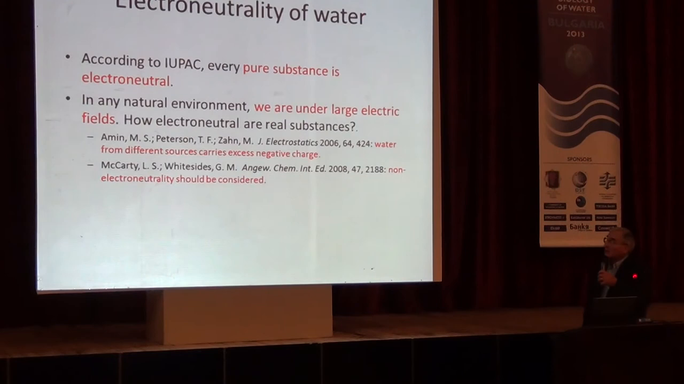Since IUPAC states that every pure substance is electron neutral, many persons tend to believe that water should be electron neutral provided it is pure. But I recall we are in a natural environment, always under large electric fields. And it has been shown, for instance, by Amin and colleagues, a group from MIT, that water collected from very different sources always carries excess negative charge. They did not discuss the reason for this.